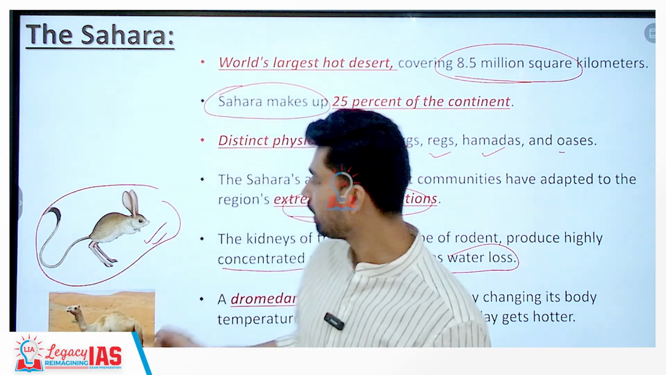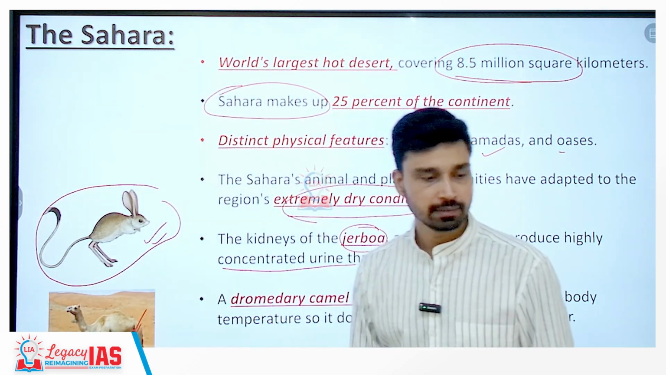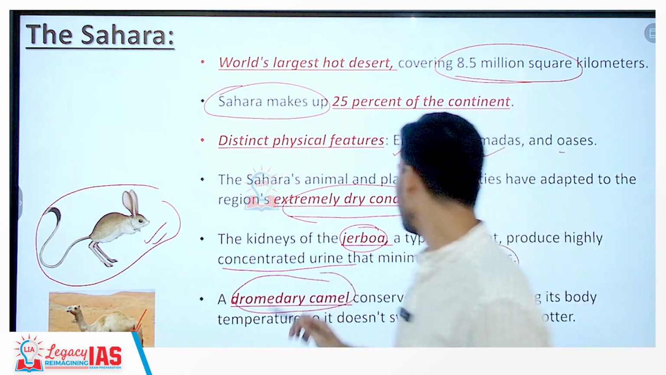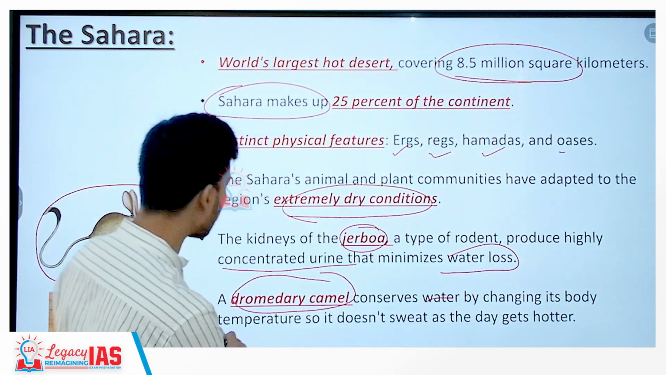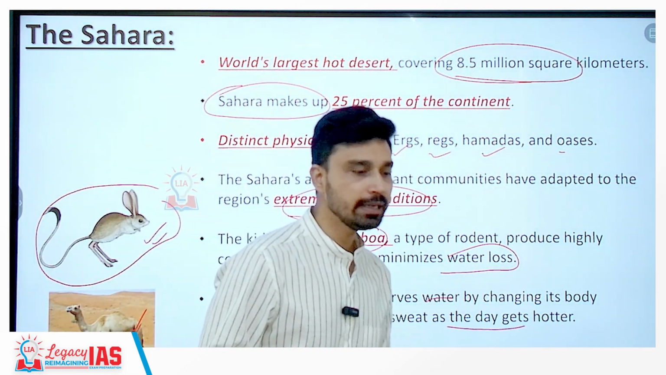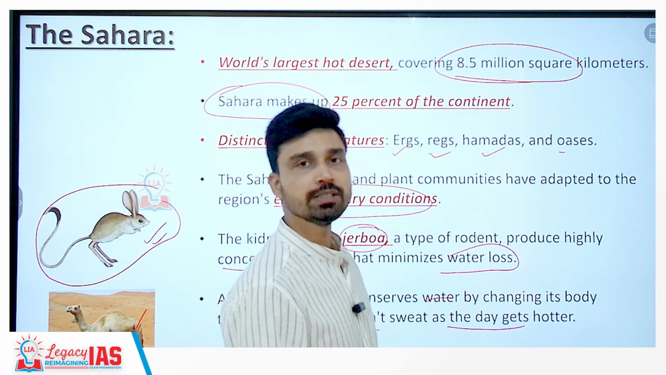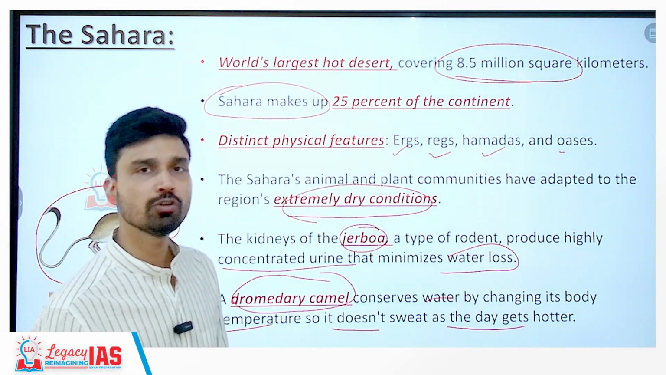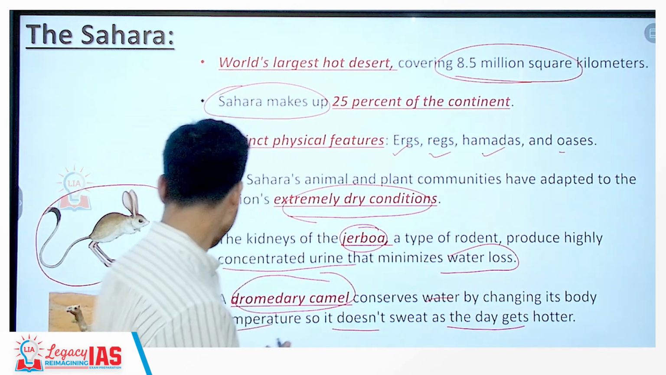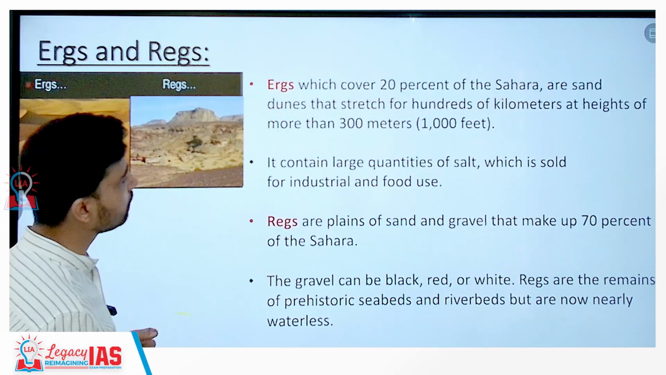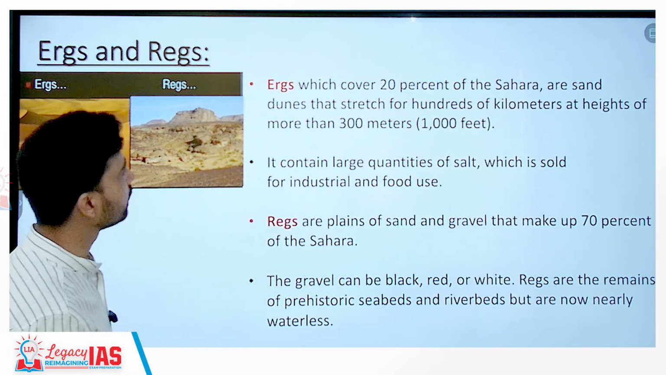Similarly, the other photograph you can see is of the camel. This camel is called the dromedary camel, and it conserves water by changing its body temperature. So, it does not sweat as the day gets hotter, because otherwise, if temperature is not regulated, evaporation losses and transpiration losses will be there, and that will decrease the overall water available for these animals. That is how the animals and plants have been surviving here.